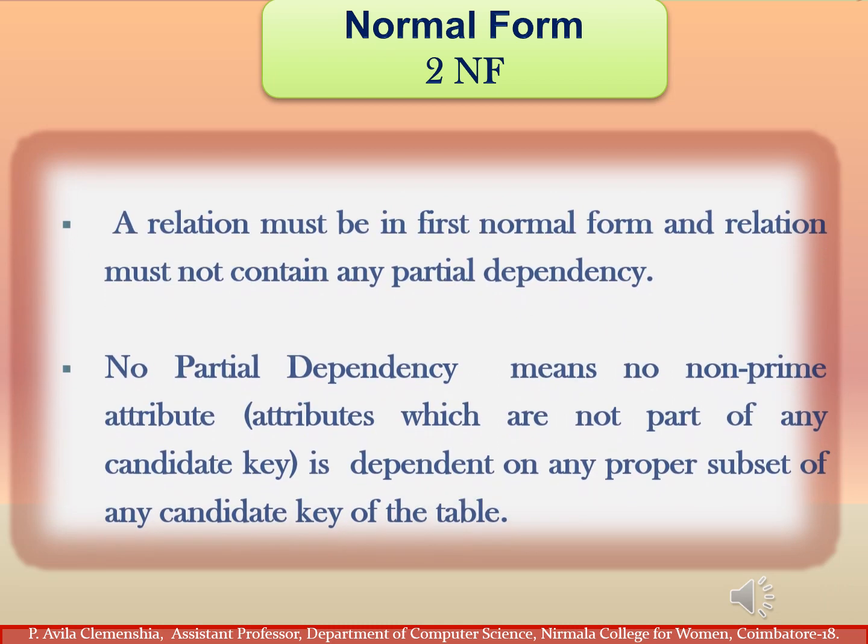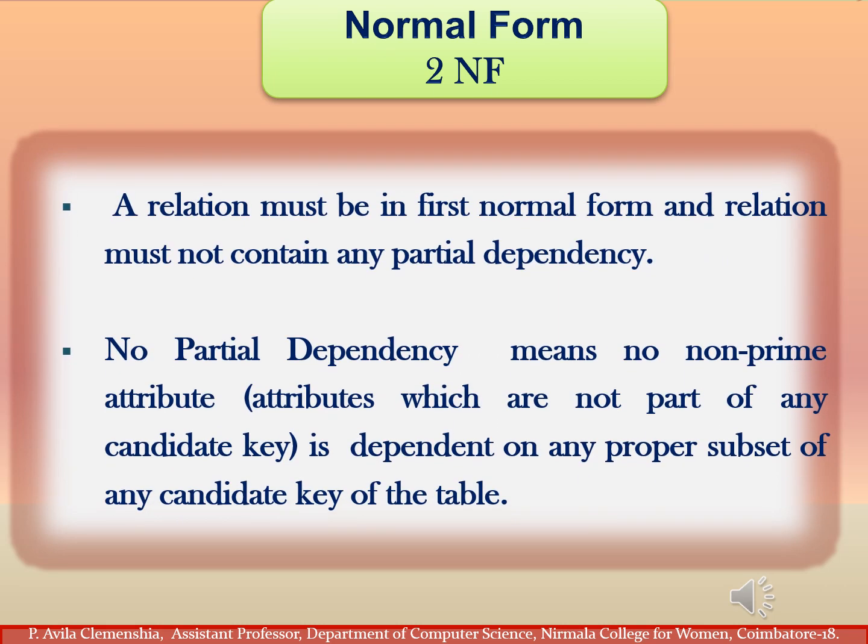Second normal form. A relation must be in first normal form and the relation must not contain any partial dependencies. So what is partial dependency? No partial dependency means no non-prime attribute, that is, the attributes which are not part of any candidate key, is dependent on any proper subset of any candidate key of the table.